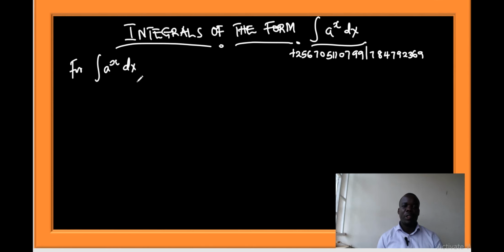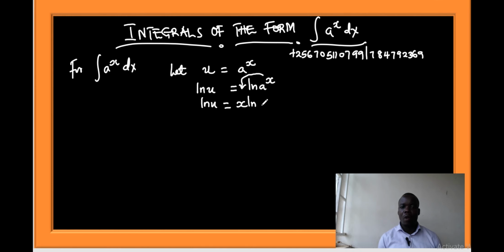The very first option is I would decide to simply let, for example, u to be the whole of my function a power x. The next step is I can introduce a natural log on both sides so that I have ln u is equal to ln of a power x. Definitely this x will be transformed to this position. Therefore, we have ln u is equal to x ln of a.